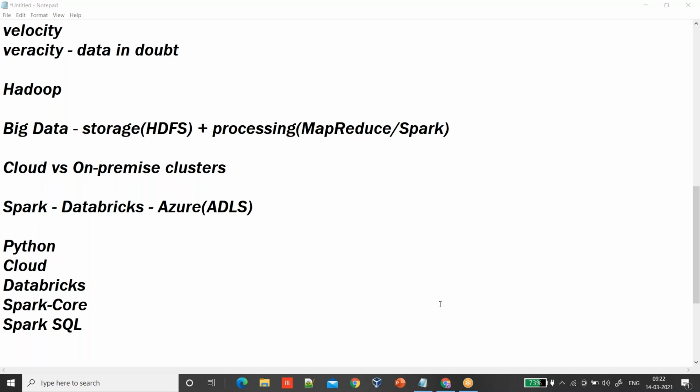Any other questions, guys? Streaming is through Kafka, not through Databricks. Spark streaming code would be in Databricks. And again, I have to mention this, guys: Kafka and Spark streaming wouldn't be covered as a part of our course.